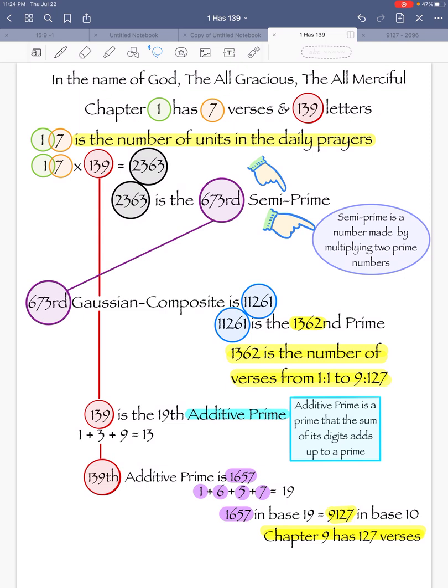So far, God told us mathematically via chapter 1 the total units in our daily prayers, which is 17, the total number of verses from 1:1 to 9:127, which is 1,362, and the total number of verses in chapter 9, which is 127.